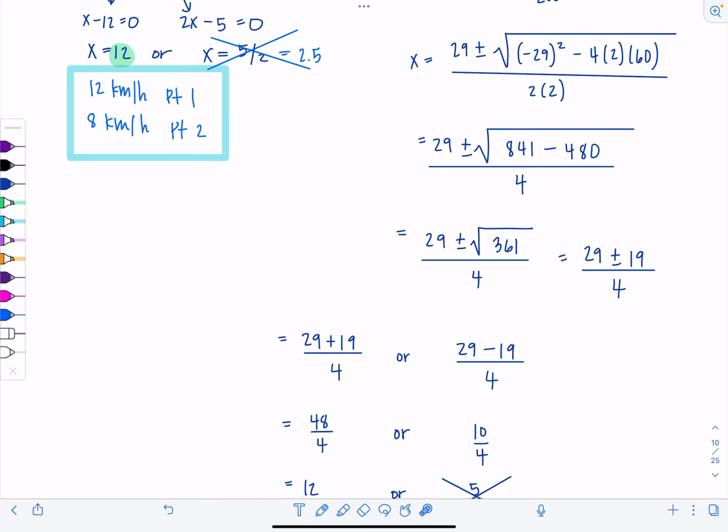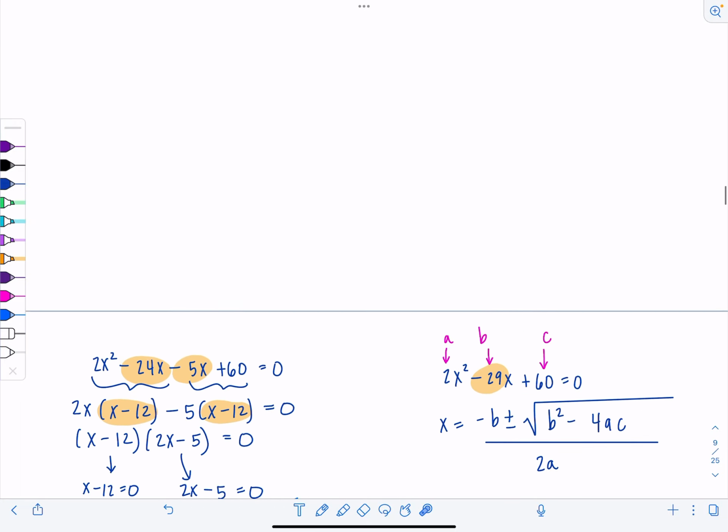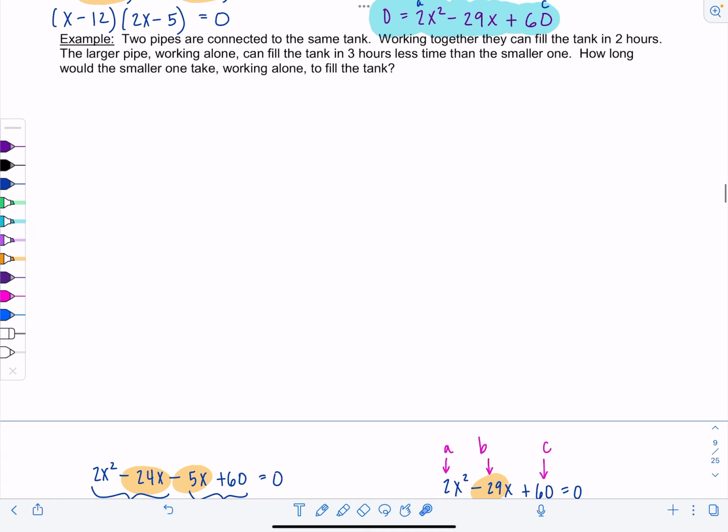All right, let's look at the next example. This is a work problem. We've done some before in previous video lectures, so the setup's going to be the same. It's just this time it's going to be a quadratic equation to solve. So 2 pipes are connected to the same tank. Working together, they can fill the tank in 2 hours. The larger pipe working alone can fill the tank in 3 hours less time than the smaller one. Woo! Okay. How long would the smaller one take working alone to fill the tank?